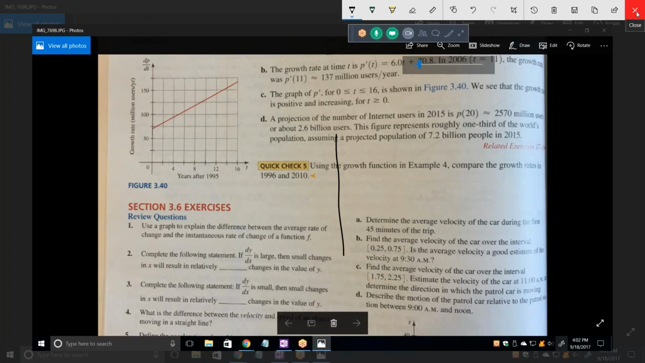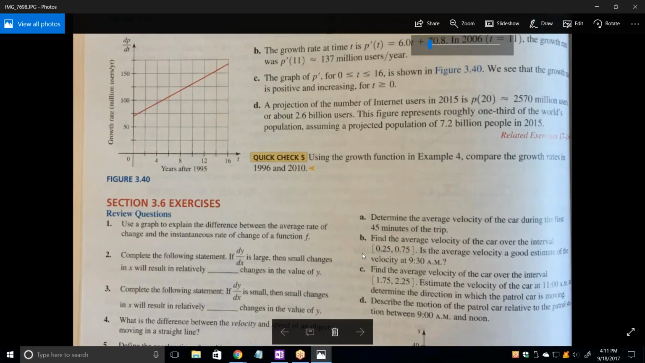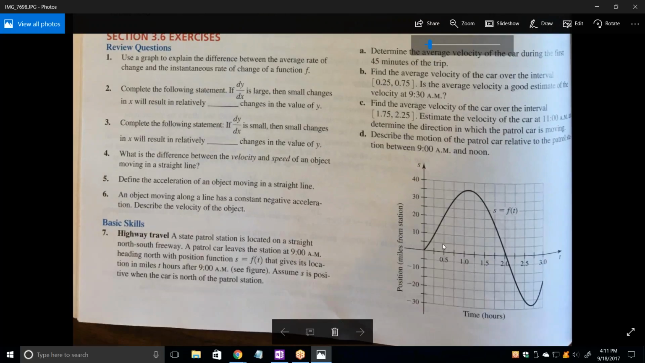Let's see. I need to move this up a little bit. What's the difference between velocity and speed of an object moving in a straight line? Velocity is how much an object moves over a given amount of time. So is speed. So what's the difference? Velocity is a vector. It's not just speed, but direction also. So it's just a directional speed.